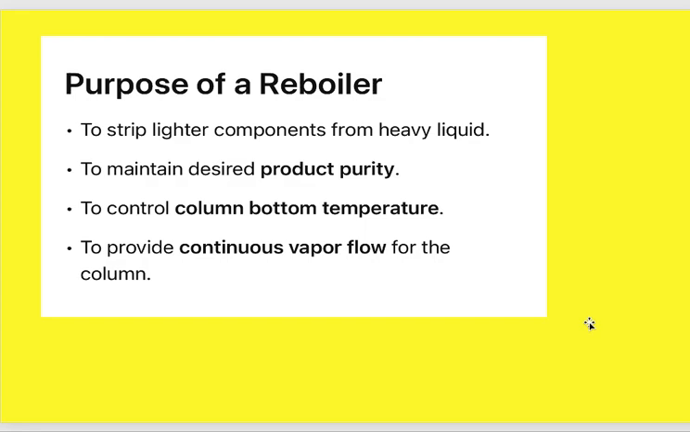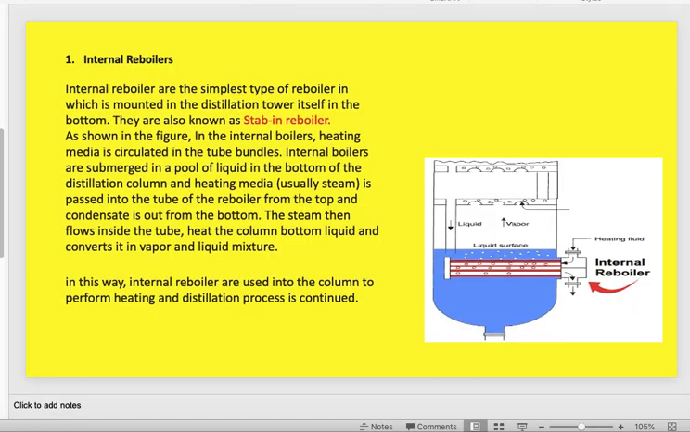Okay, to maintain desired product purity, to control the column bottom temperature also, and to provide continuous vapor flow for the column. I think it's clear now. The internal reboiler.